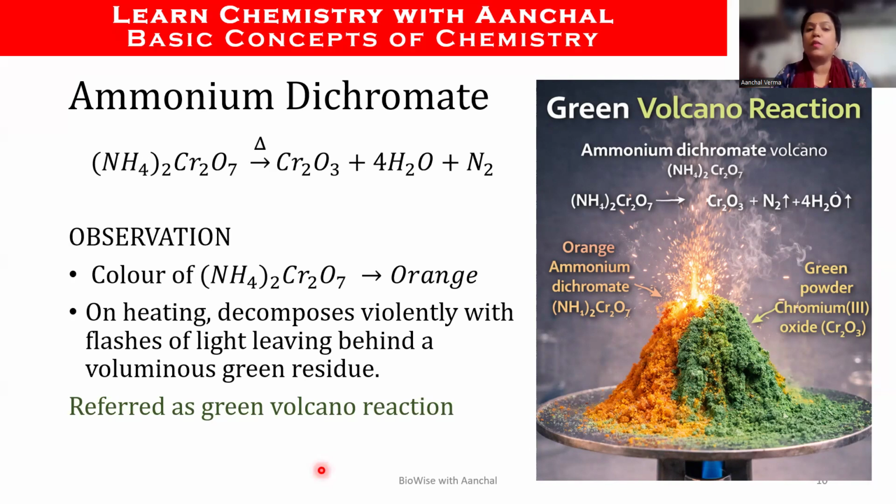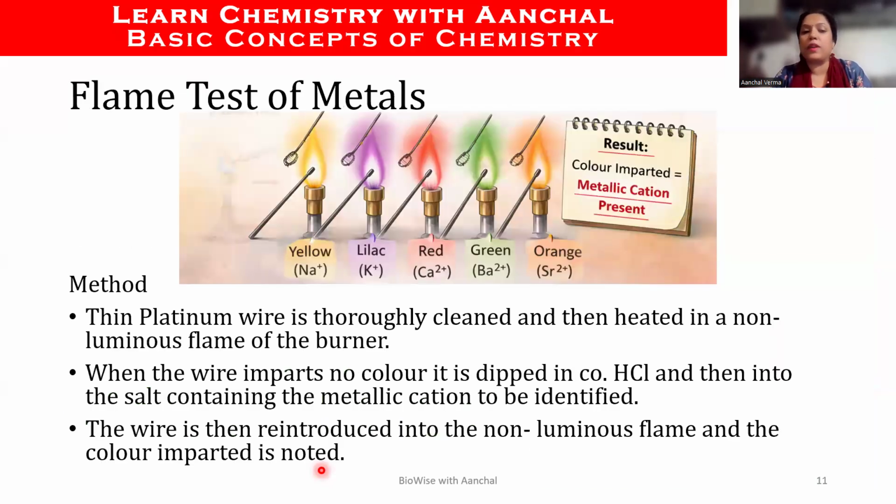The color of ammonium dichromate is orange. On heating, it decomposes violently with a flash of light, leaving behind voluminous green residue of chromium oxide. Okay, it is also referred to as the green volcano reaction. Okay. Now, the next topic is flame test.